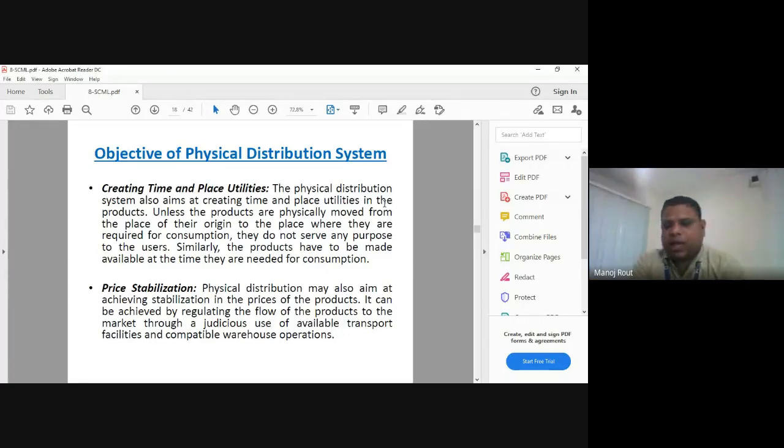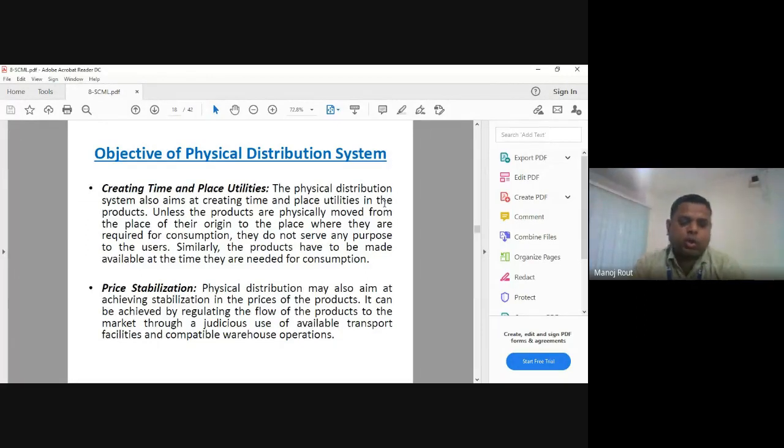The next is price stabilization. The physical distribution may also aim at achieving stabilization in the price of the product. It can be achieved by regulating the flow of product to the market through the judicious use of available transportation facilities and compatibility of warehouse operations. If you take the case of vegetables, especially onion, as you know, the largest producer of onion is the place very famous in Maharashtra, that is Nasik. Clear? So when the price or demand is on the higher side, they use various modes of transportation.